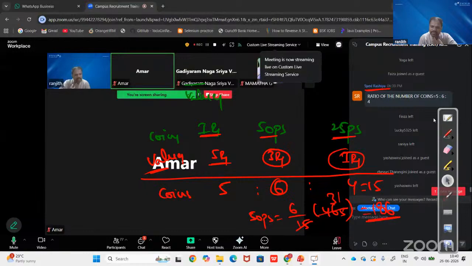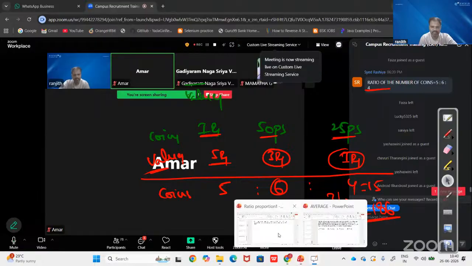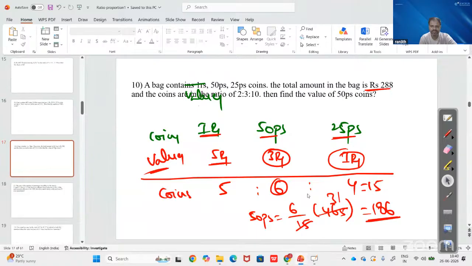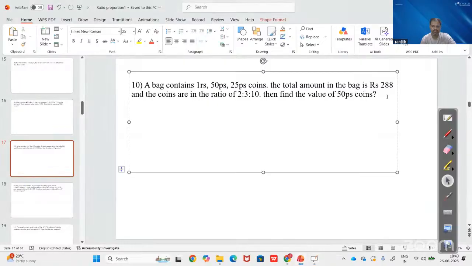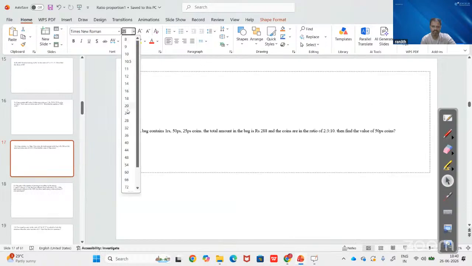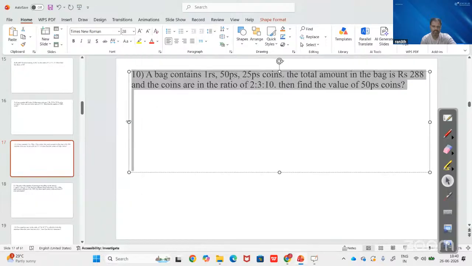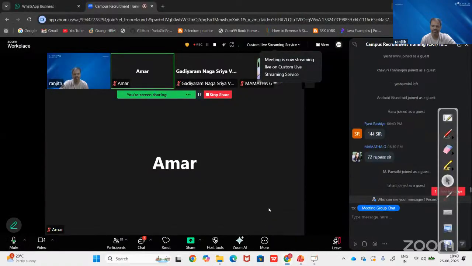Ratio of the coins 5:6:4. Okay. Next question. So the answer is 144.72 rupees. Okay.